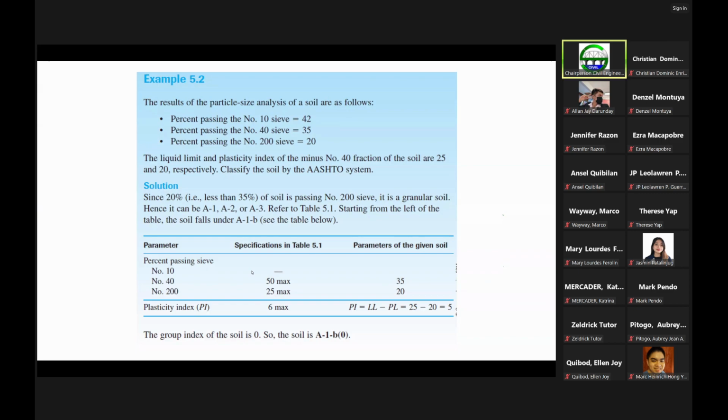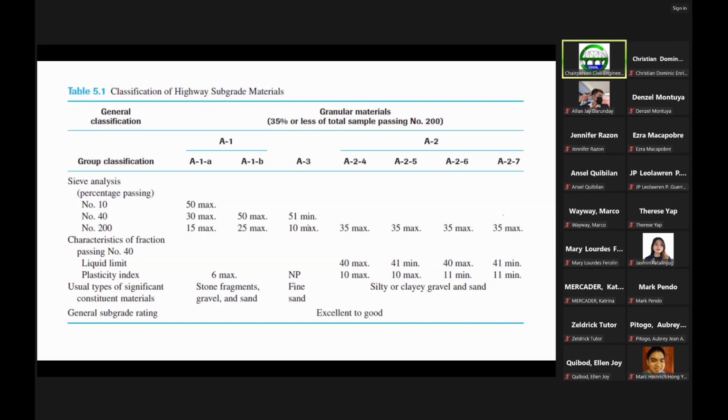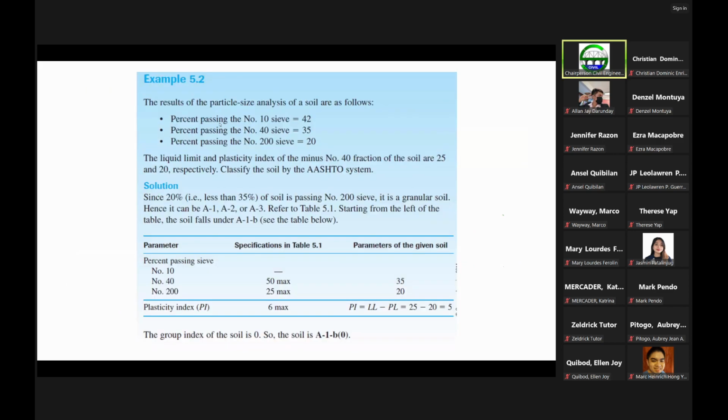So that means we have satisfied the A-1-B criteria. No need to proceed here. The moment you have already satisfied this criteria, you stop there for your classification. No need to proceed further to the right. So this material, based on this data, can be considered as A-1-B.